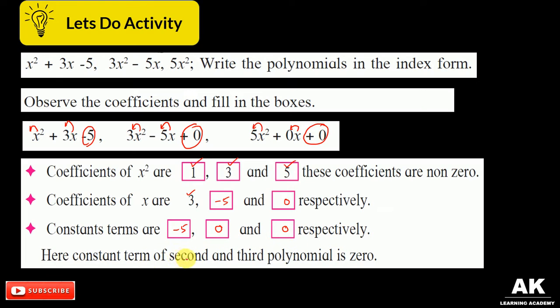Here the constant term of the second and third polynomial is 0, right? So nothing is given about the constant term in the second and third equation, that's why we consider it as 0. All right.